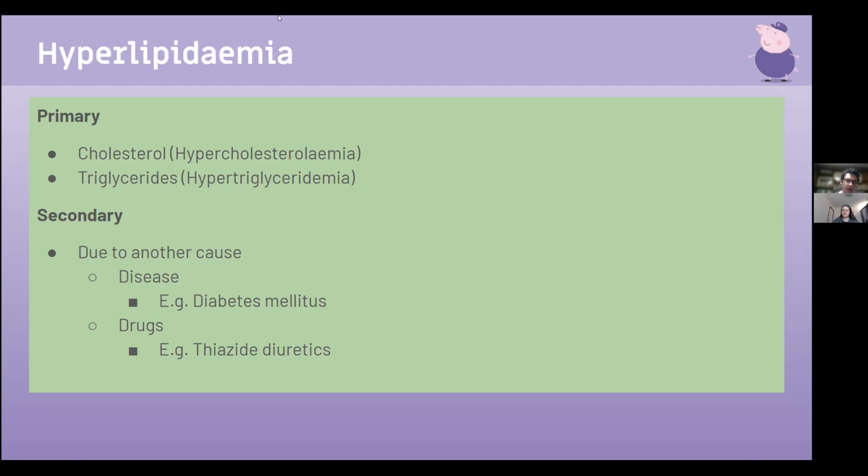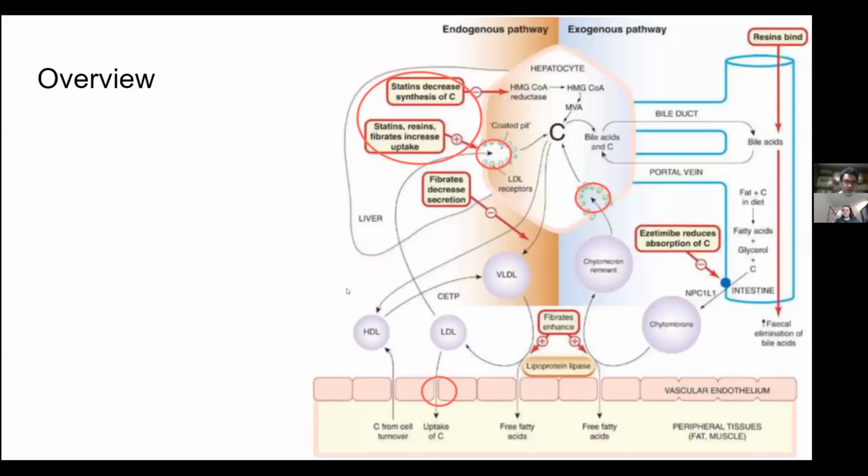Hyperlipidemia can be caused primarily just because someone has a lot of cholesterol and a lot of triglycerides, mainly through their diet and lifestyle. Of course, genetics will have a contribution, but that's the primary cause. Secondary cause is usually due to another disease, like thyroid disease. Some drugs lead to high lipids, high cholesterol, and diabetes. So you should know primary is high cholesterol or high triglycerides. Secondary is if you have hyperlipidemia because of a disease or a drug.